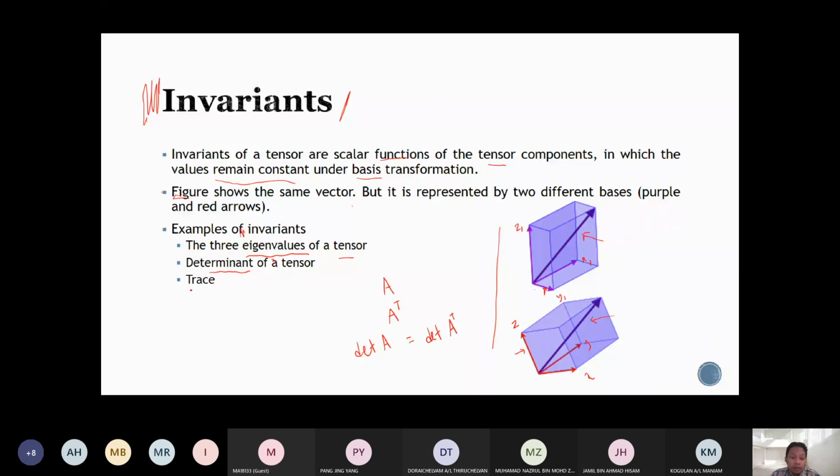And another example of an invariant is the trace. The trace of matrix A will be the same for A and A transpose. Later in continuum mechanics, in the real lectures, we will see some invariants. We need to calculate the invariants because from the invariants we can determine the properties of a deformation, for example.